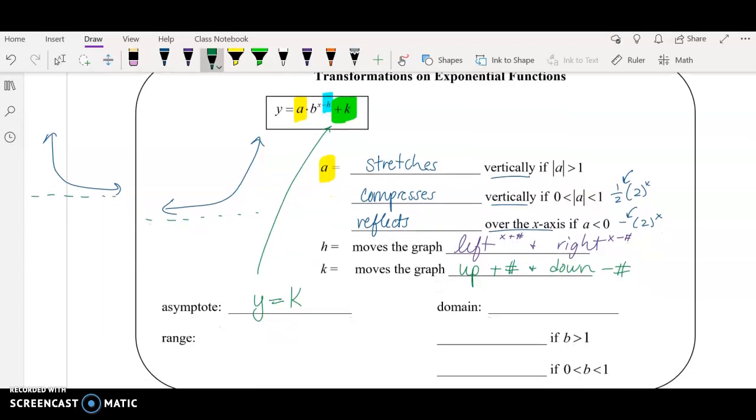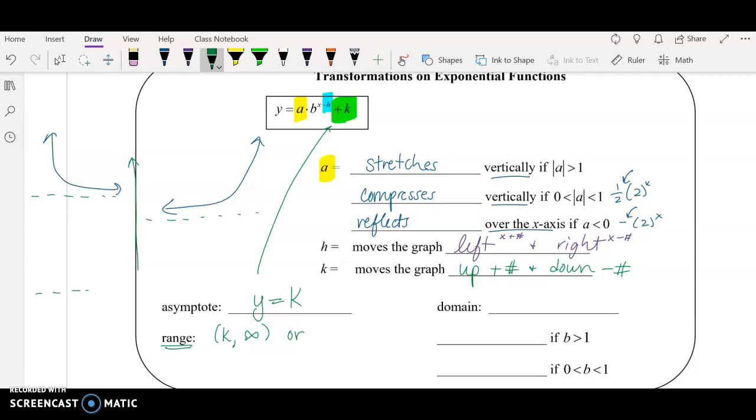Because your graph has that asymptote, that's going to change the range of your graph. The range of your graph goes from low to high. So if your graph does not reflect over the x-axis, the range is going to start at k and go up to positive infinity forever. K is going to be interesting because it's going to have a parenthesis, not a bracket, because it is an asymptote and it never actually touches that value.